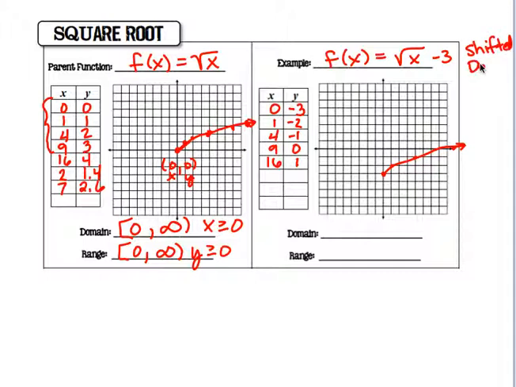It's been shifted down 3 units. So this starting point now is (0, -3). Our domain is still starting at 0, from 0 to positive infinity, or you could write x is greater than or equal to 0. Now our y values, since we don't have any y values below -3, start at -3 and go up. Our range is going to be from -3 to infinity, or you could write y is greater than or equal to -3.